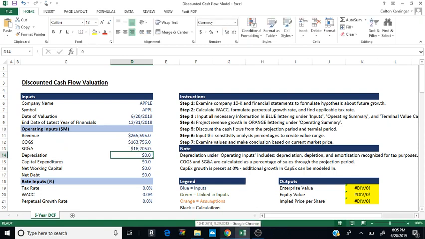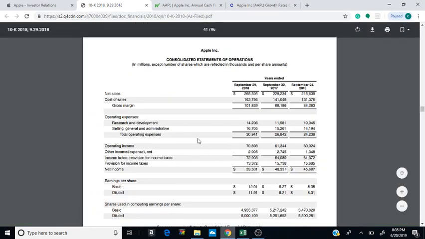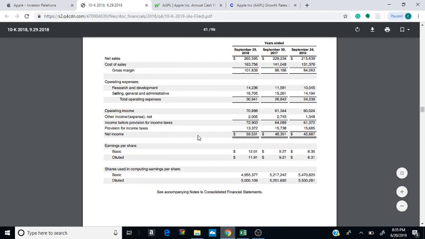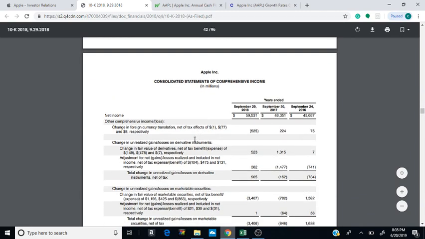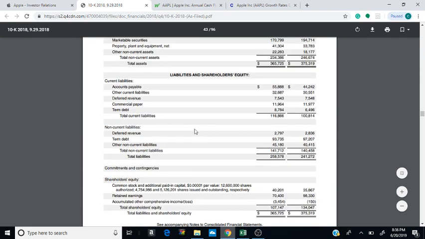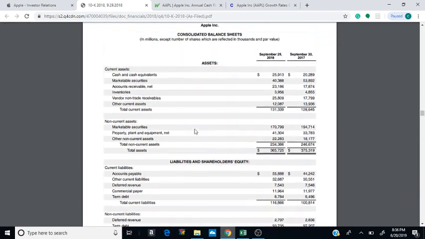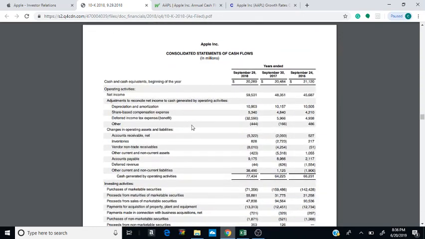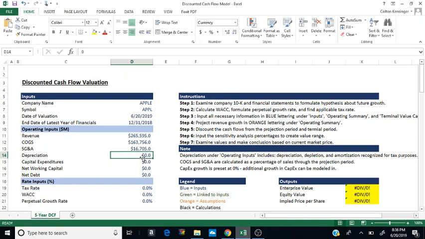So depreciation, to find that, we're actually going to have to work our way down to the cash flow section of the financial statement. Let me see where we're at. I think we're down farther. Okay, here we go. So they provide us with a consolidated statement of cash flows, and then as you can see, our D&A is right here on this line, our depreciation and amortization. So we can go ahead and fill in that. So it's going to be 10 billion.